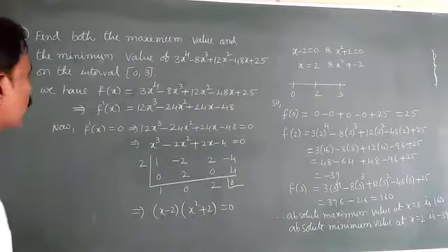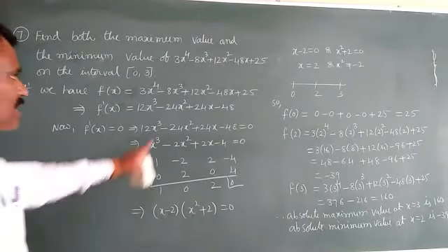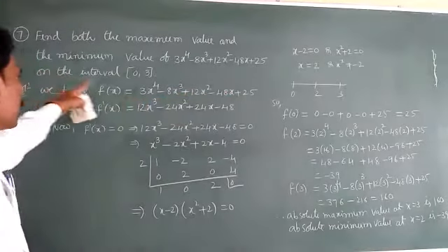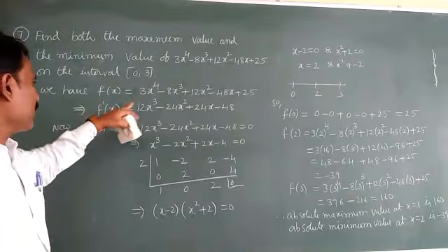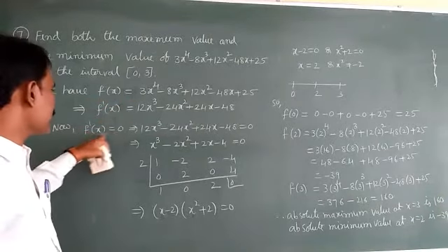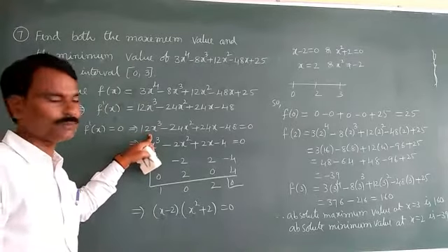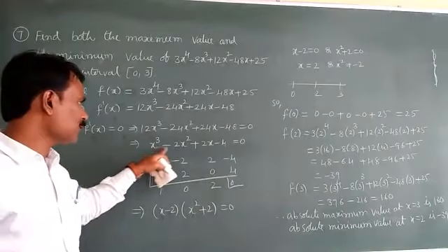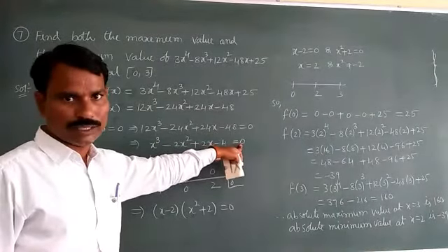Students, next one. Find both the maximum value and minimum value of 3x to the power 4 minus 8x cube plus 12x square minus 48x plus 25 on the interval closed [0, 3]. We calculate f of x and f dash of x, and set f dash of x equal to 0. This is a cubic polynomial, and a cubic polynomial has 3 roots. So what I did is take 12 common, and you will get x cube minus 2x square plus 2x minus 4 equal to 0. Clear?